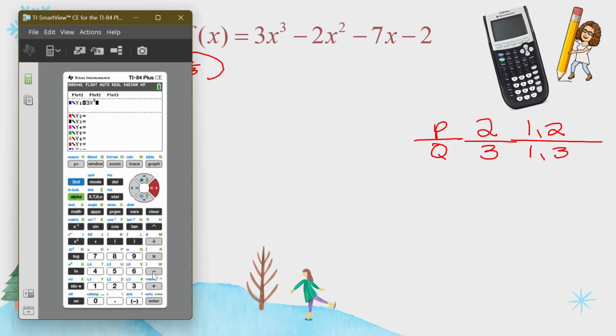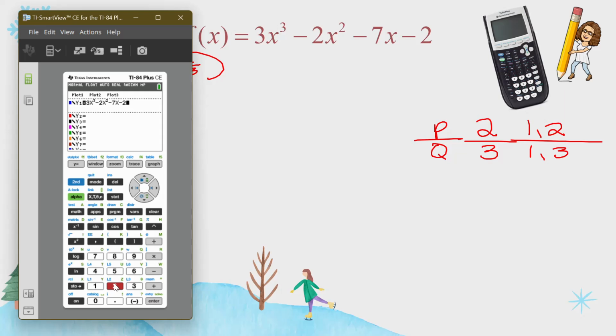Every time you want a minus, though, you do have to use the subtract button. If it's a negative number, so like let's say that would have been a -3 when I started, I would push the negative button. But anytime you want to subtract, you have to use the subtract button. So 2x squared minus 7x minus 2. There we go.